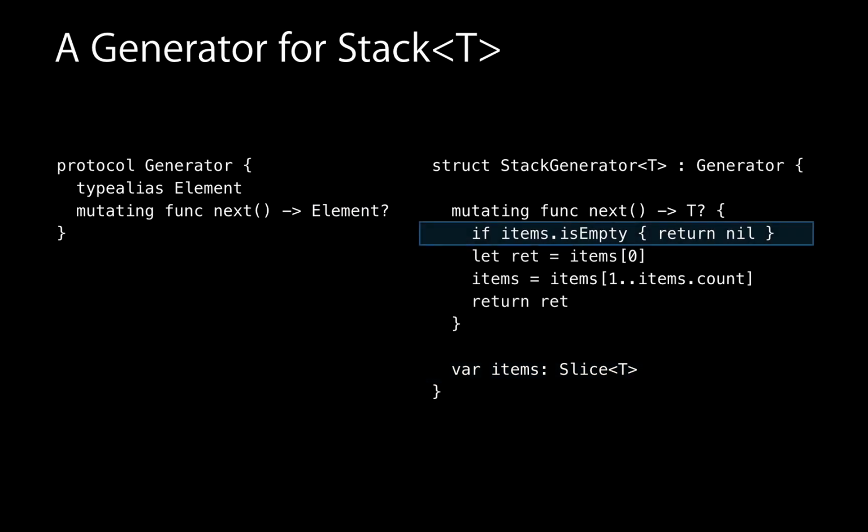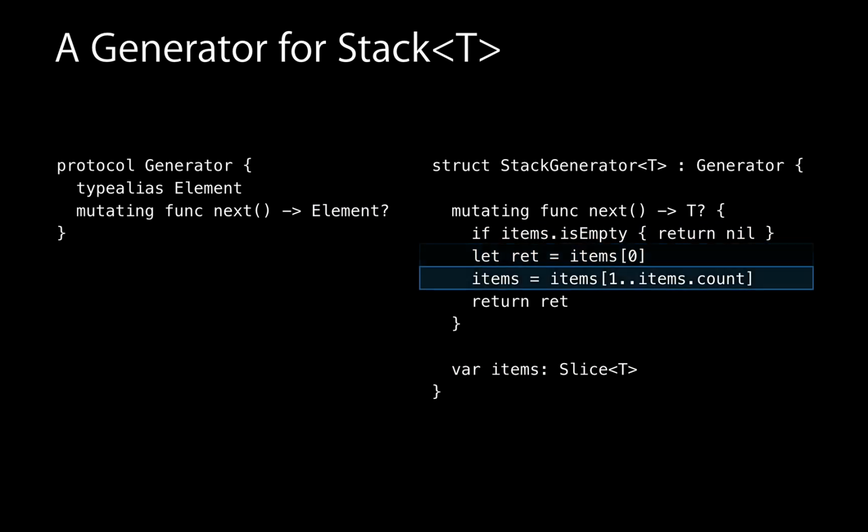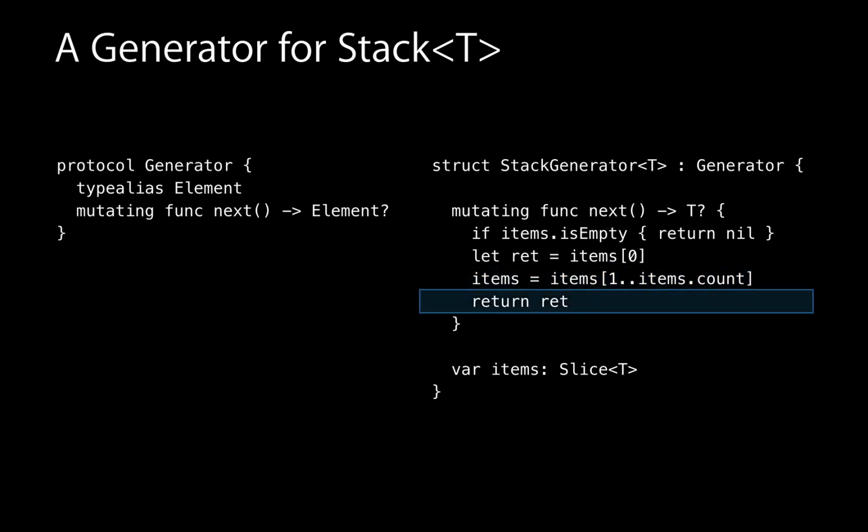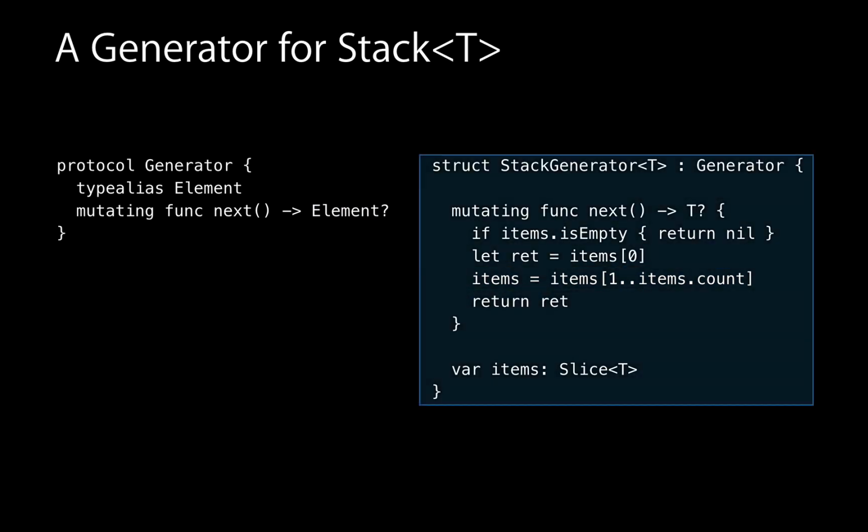So what do we do? First, we check to see if the slice is empty. If it is, we return nil. Otherwise, we get the first item off the slice, replace the slice with the rest of the elements, and return. And there's our complete generator. But we're not done yet because we haven't implemented sequence. Right? This is a two-protocol protocol.